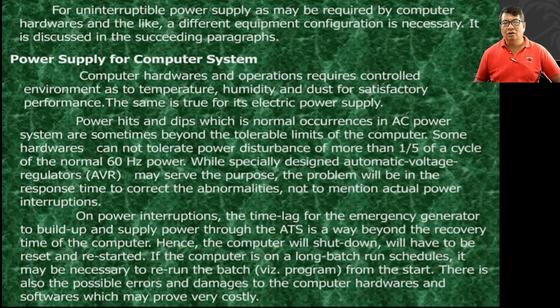Okay, so for power supply, computer hardwares and operations require a controlled environment as to temperature, humidity, and dust for satisfactory performance. The same is true for its electric power supply. Power hits and dips, which are normal occurrences in any power systems, are sometimes beyond the tolerable limits of the computer. Some hardwares cannot tolerate power disturbance of more than 1/5 of a cycle of the normal 60 Hz. If the frequency drops below its normal operation, it might get damaged.